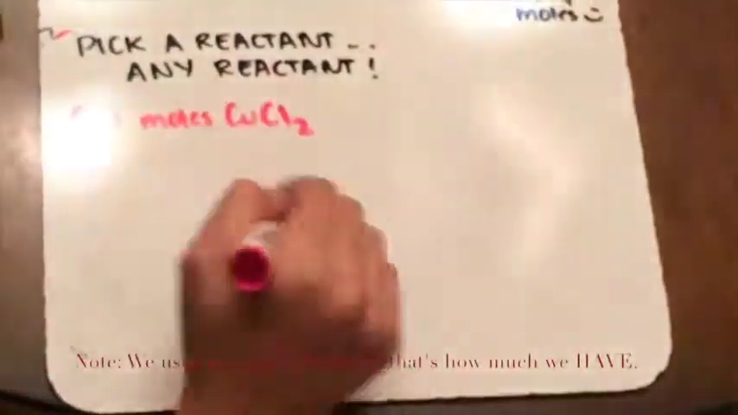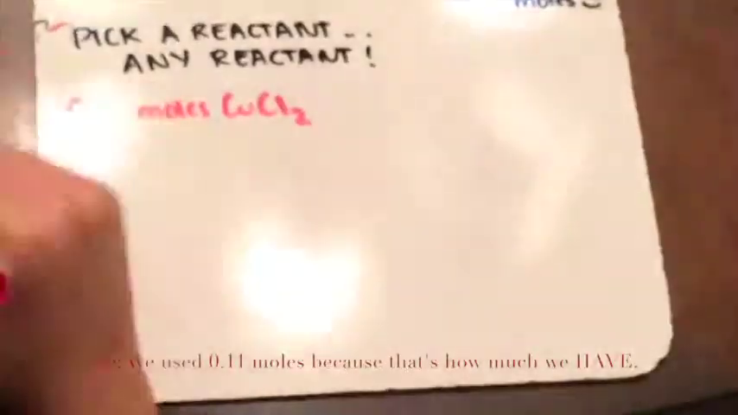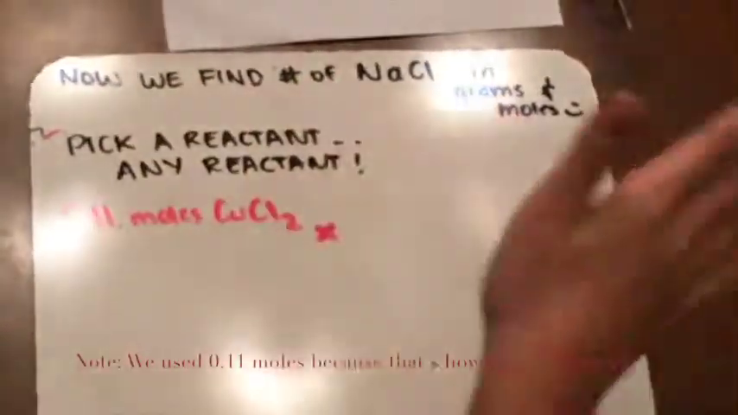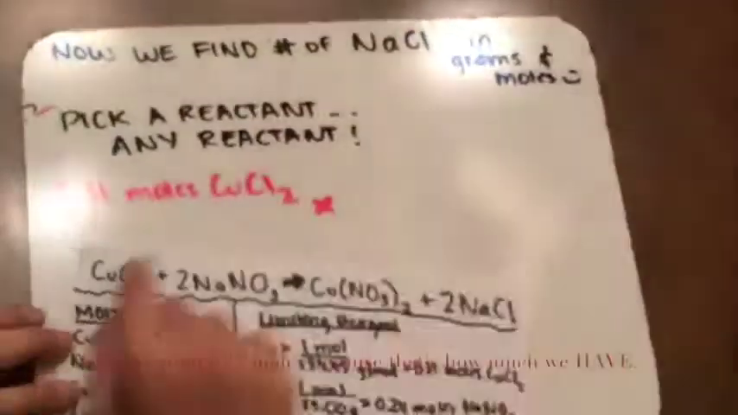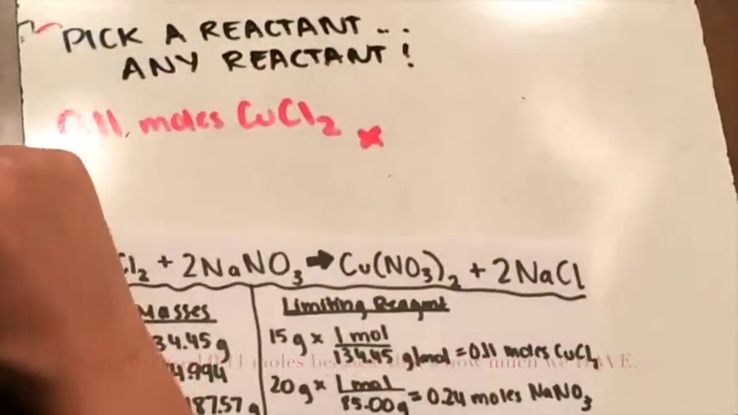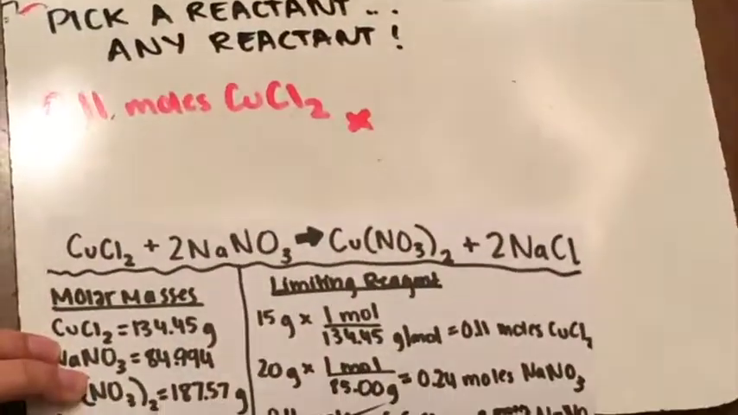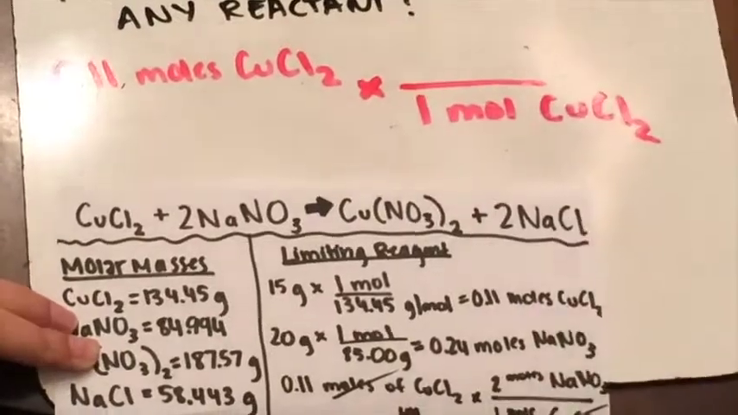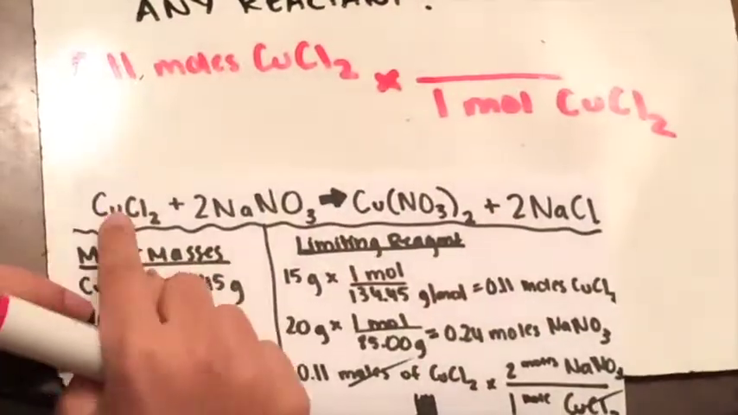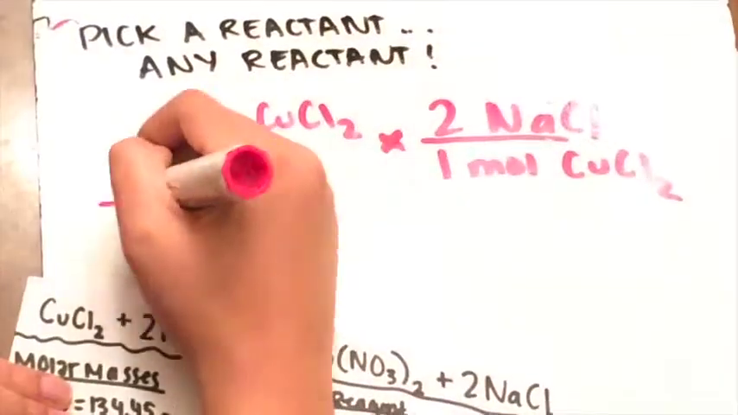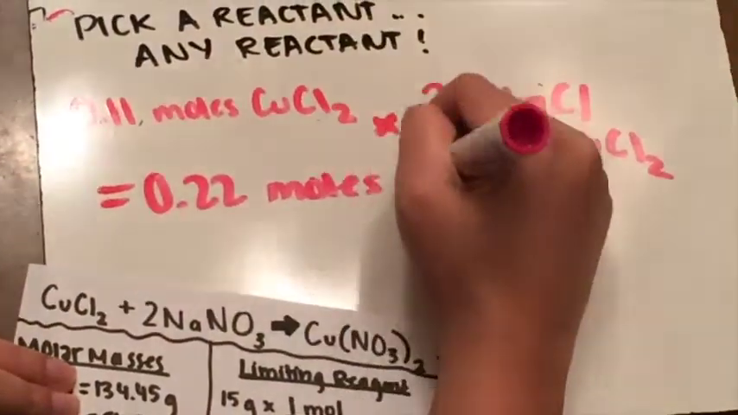And to find the number of sodium chloride, we're going to use the ratios from the original equation again. So the original equation had 2 sodium chlorides for every 1 copper chloride. You can see that there's 1 of copper chloride on the left side and 2 of sodium chloride on the right side. So we're just using basic ratios, and we put copper chloride on the bottom so that it can cancel out. And we get 0.22 moles of sodium chloride.